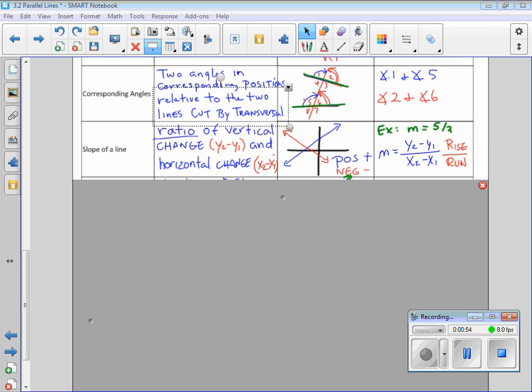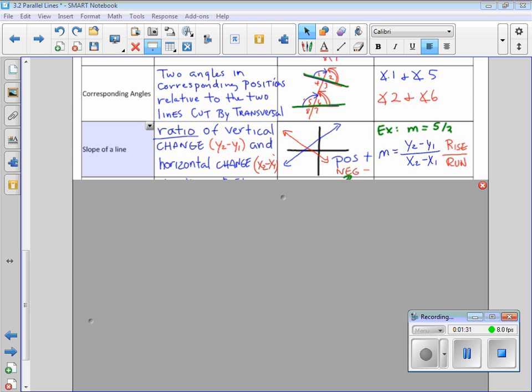Okay, slope of a line. Slope is a ratio, if you will, a fraction, a number over a number, of vertical change, y2 minus y1, and horizontal change, x2 minus x1. If you take a look at the third column over, I have the x and y axis drawn in black. I have a blue line and a red line, and these lines have slope. It's a ratio. We'll talk about it a little bit more in the video in just a moment. But the red line has a negative slope, and the blue line has a positive slope.